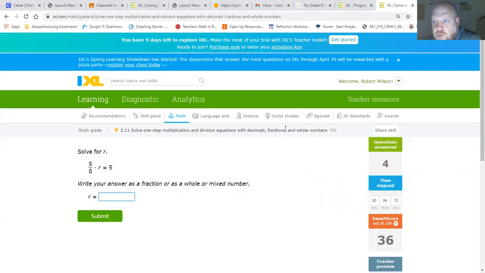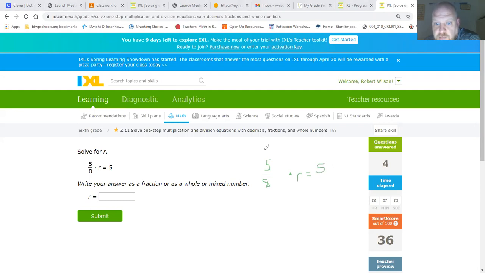Okay, this is the last one we're going to do. Again, first step as always, I'm going to write down the equation. After I write 5/8, I'm going to leave a little space before I put the times R, because I want some room to put work in here, equals 5.